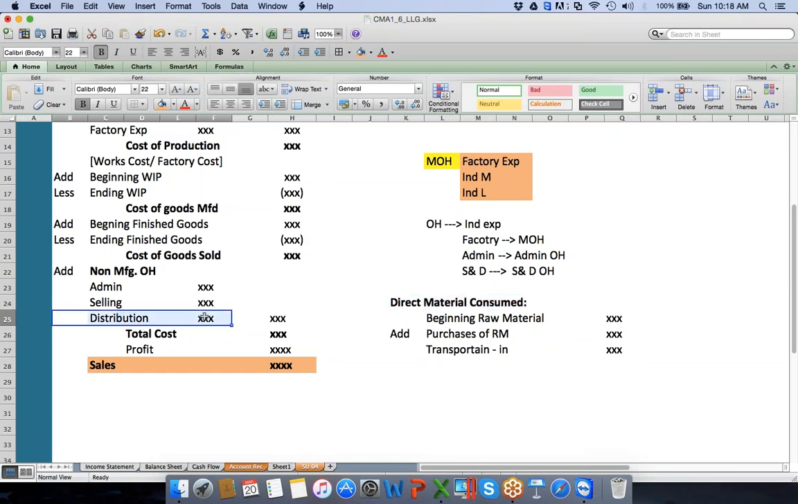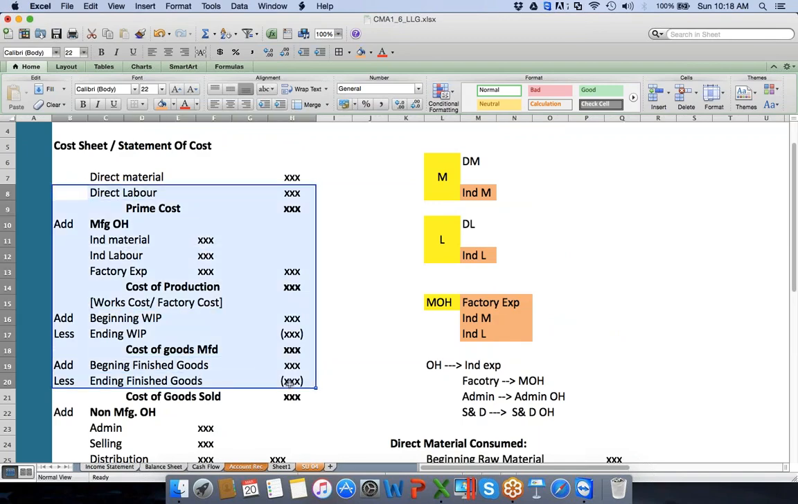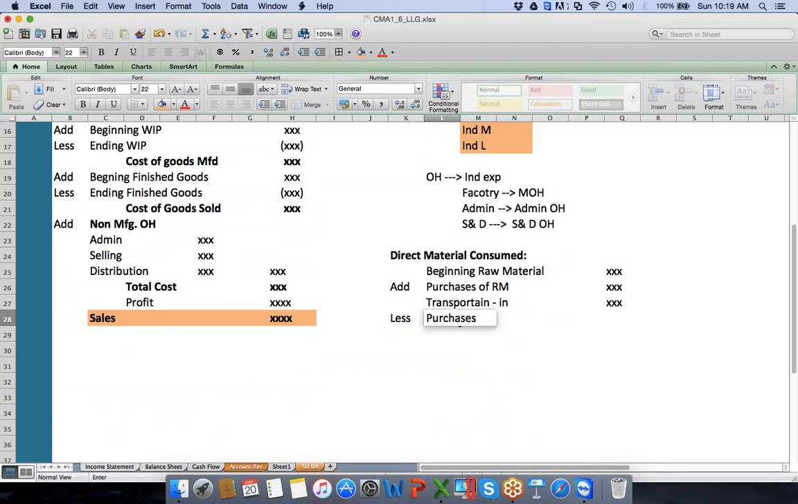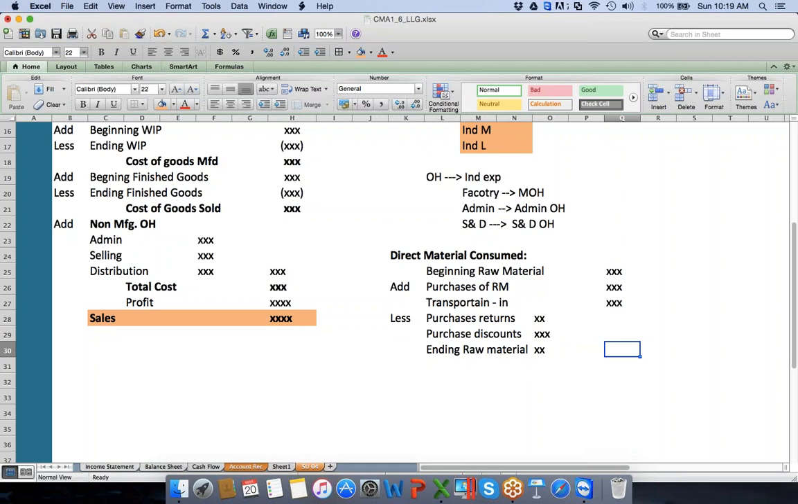Transportation out is a part of distribution charges. Transportation in is a manufacturing cost. Transportation out is a non-manufacturing cost. Okay, then less purchase returns, purchase allowances or discounts, purchase discounts, less ending raw materials which is not used. These amounts are to be deducted. Deduct this amount, and we will get raw material consumed, which is what we used, direct material consumed.